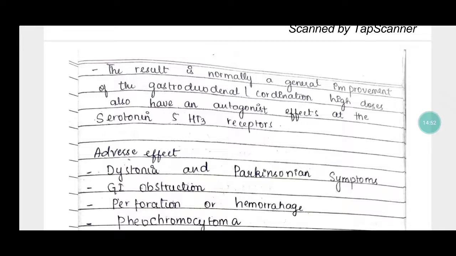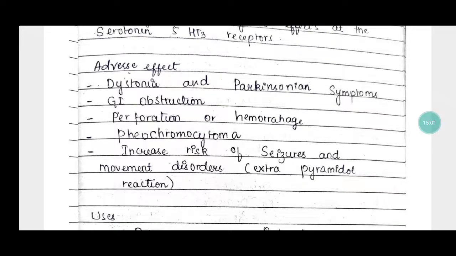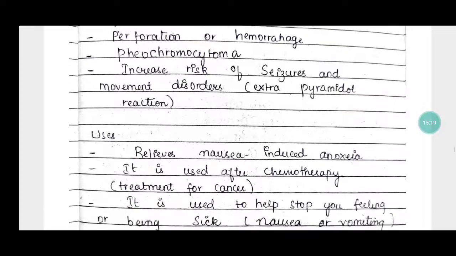High doses also have an antagonist effect at the serotonin 5-HT3 receptor, and the adverse effects are dystonia and Parkinson's symptoms, GI obstruction, perforation or hemorrhage, pheochromocytoma, and increased risk of seizures and movement disorders, where extrapyramidal reactions occur.